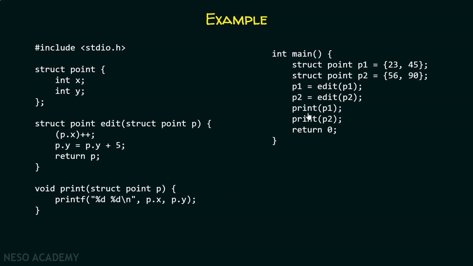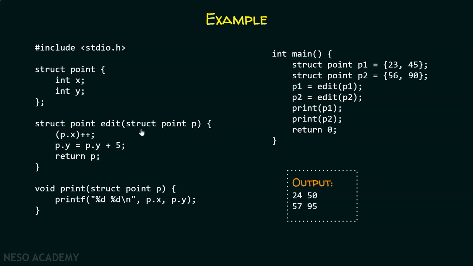First we will print the values associated with p1, that is the member values of x and y associated with p1, and then we will print the member values associated with p2. You can see over here the definition of print function. It just contains printf function which will print the member values associated with these variables. So the output of this program is 24, 50 and 57, 95.